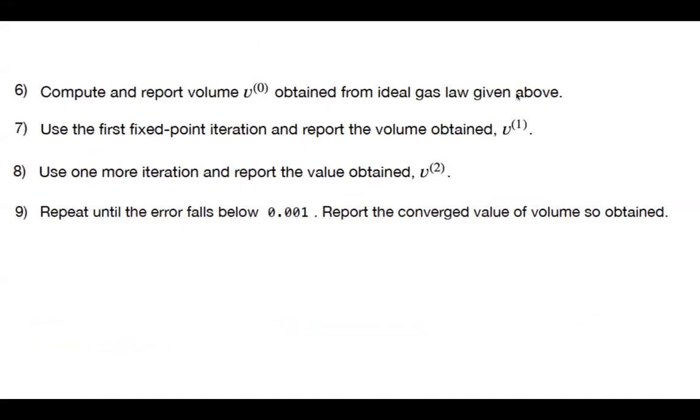The first value is obtained by the ideal gas equation, RT by P. Then use the fixed point iteration and calculate what is V1, the first iteration V, the second iteration V, and then you have to repeat until the error falls below 0.001. This is what you need to do.